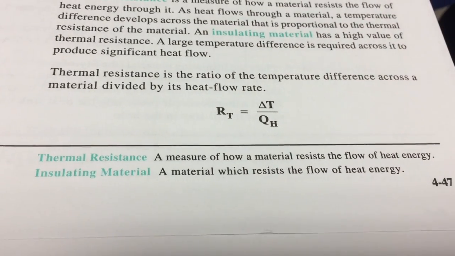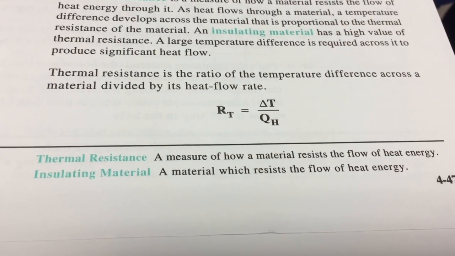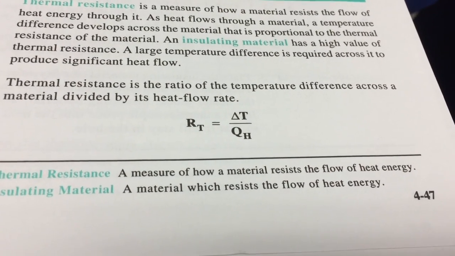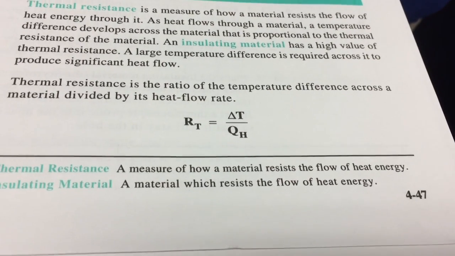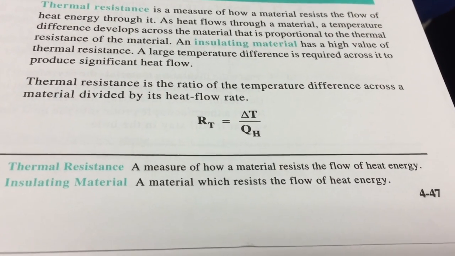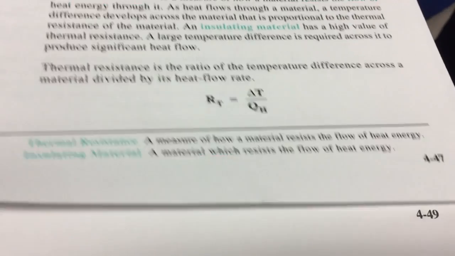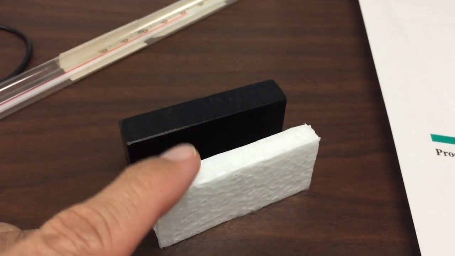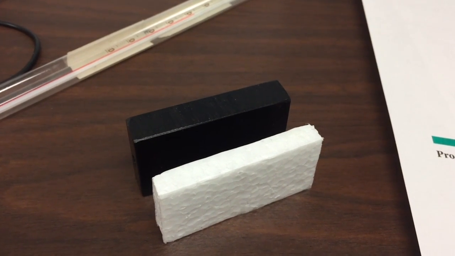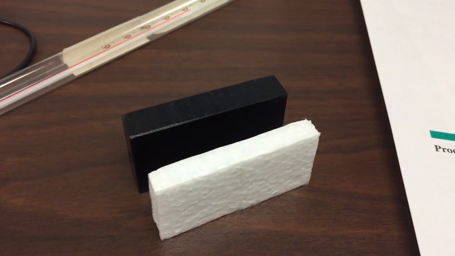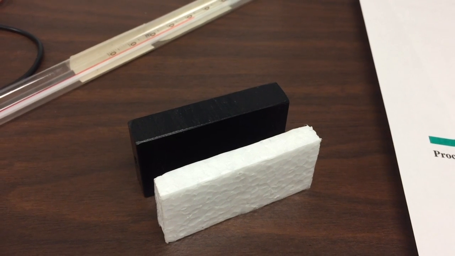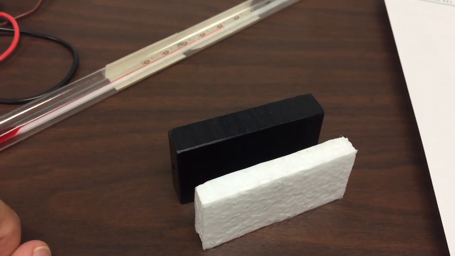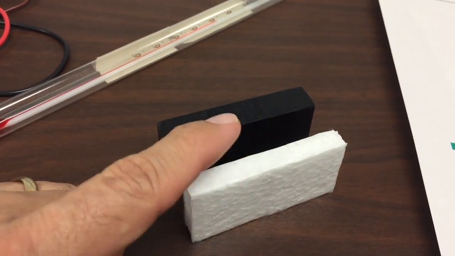You have two main terms that you need to know: thermal resistance and insulating material. The thermal resistance is a measure of how the material resists the heat flow, and the insulating material is the part that resists the flow of the heat energy. In this lab, you will place a piece of insulating material between two conducting blocks. One block will be heated by the electric heater and insulated from the surrounding air. This heat will then be transferred to a second block called the heat sink block through the insulating material.